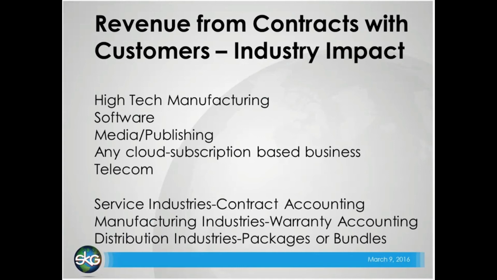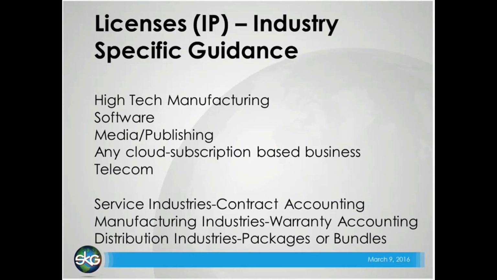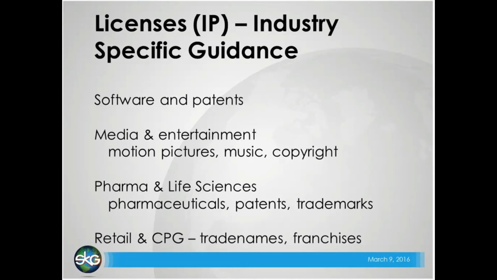And then there are certain business issues within the more horizontal industry segments that are covered under the guidance. So if you're in the service industries, you have contract accounting issues. If you're in manufacturing, you may be dealing with warranty accounting. If you're in distribution industries, you may be dealing with packages or bundles, and all of those, to some extent, are covered under the new standard.